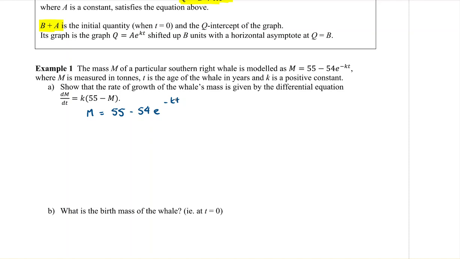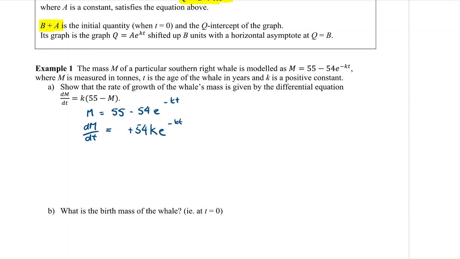So I need to differentiate it. I'm differentiating the mass with respect to time, so dm over dt. To differentiate the constant, the 55, that will disappear. Differentiating the exponential part, the minus 54 is going to stay there. And whatever is in front of the t is going to come down the front, which is going to be the minus k, isn't it? So a minus k and a minus 54 is going to become a plus 54k e to the minus kt.